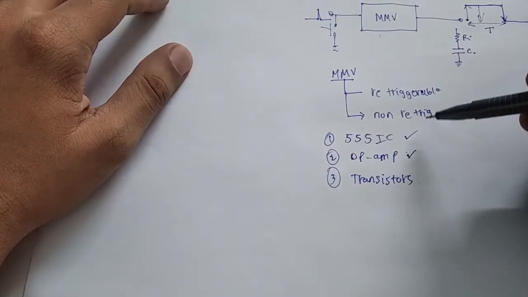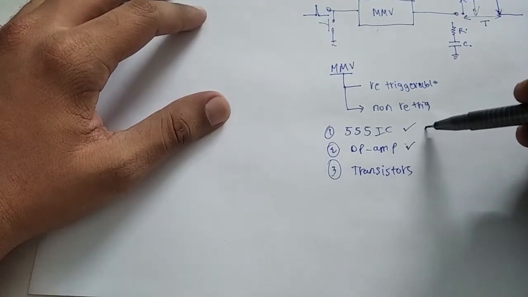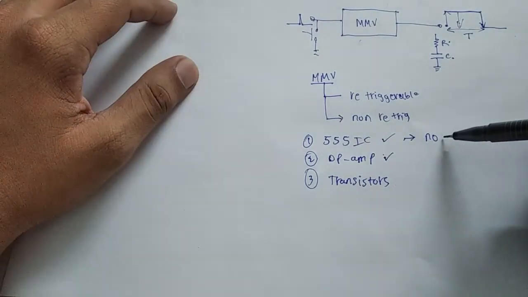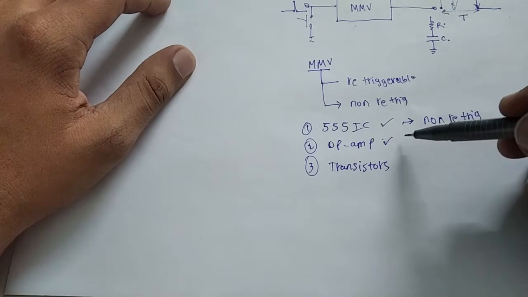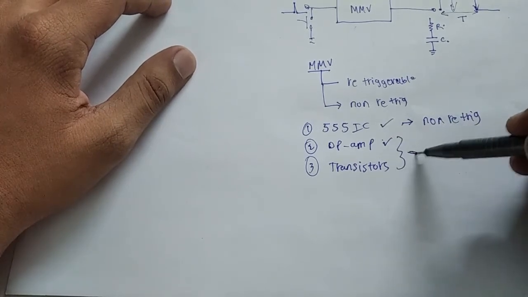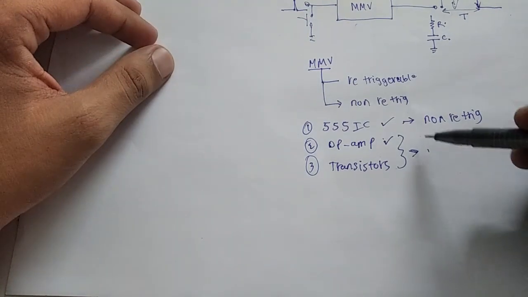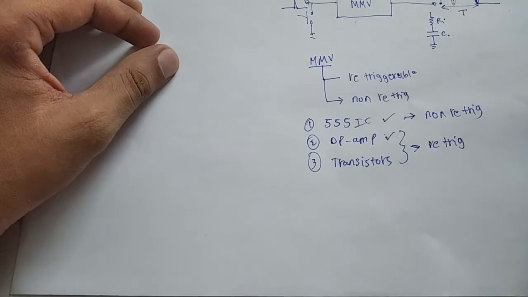So with the 555, the monostable multivibrator is non-retriggerable. But when we make a monostable multivibrator with these other two, they are retriggerable. So what does that mean?